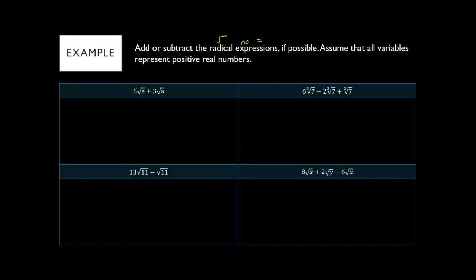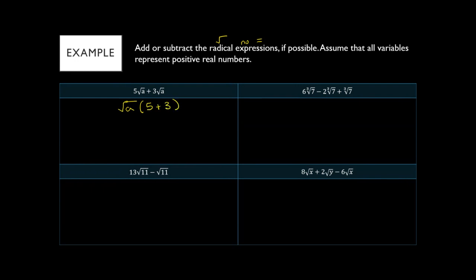So top left here, we've got 5 square root of a plus 3 square root of a. So these are like terms because they're both square roots and they both have a on the inside. So I can combine these. So I'm going to show the long way to do this. Basically, what you end up doing is you're kind of factoring out the a, or the square root of a part.